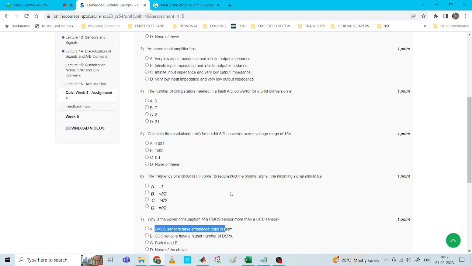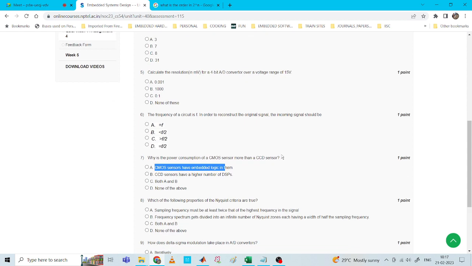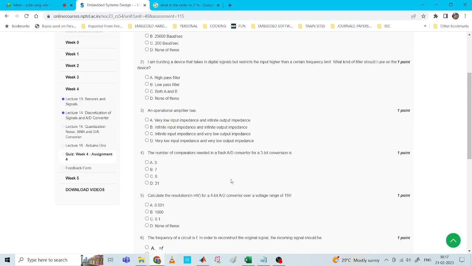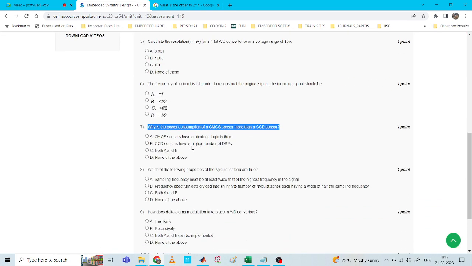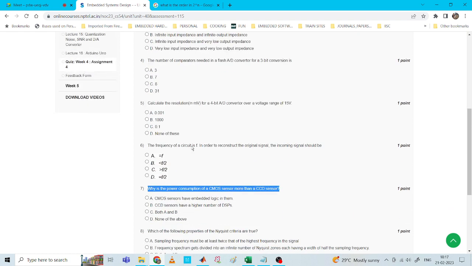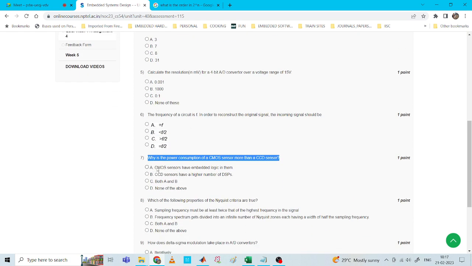Right now, without someone correcting the question, you have to take some answer, right? That is right, sir, but we will get fewer marks for the assignment. That is the problem. No, I am saying, can you write, for example, whether the CMOS sensor has embedded logic in it, treat it as true or false. Okay, sir. Out of the statements, whichever is true, you can mark.